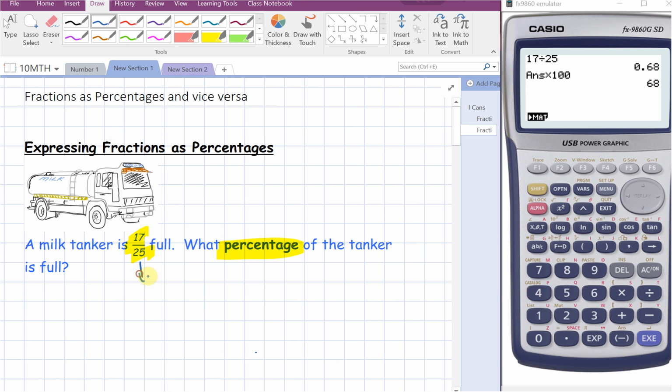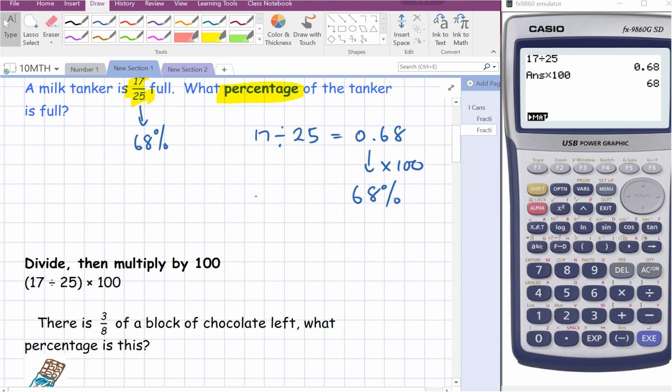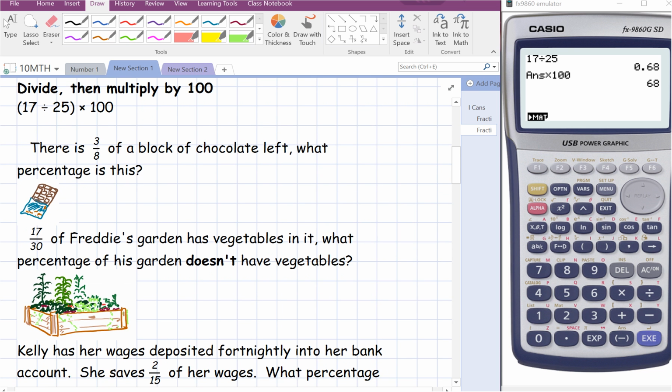So 17/25 is 68%. So again, 17 divided by 25. Okay, find the answer to that, 0.68. And then you want to multiply that by 100. So for any fraction, divide first and then multiply by 100. See if you can have a go at these problems. So pause the video now, have a go, and then I'll go over them.